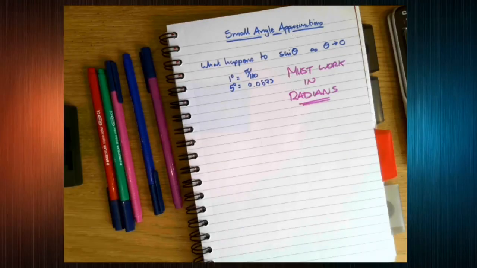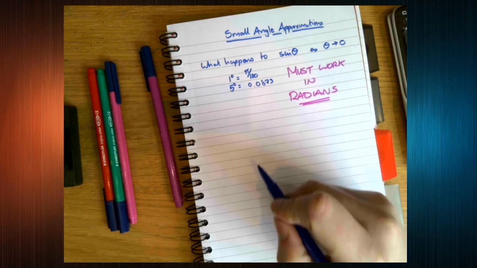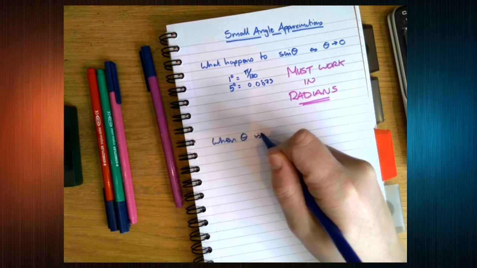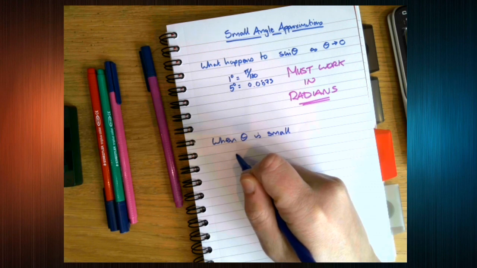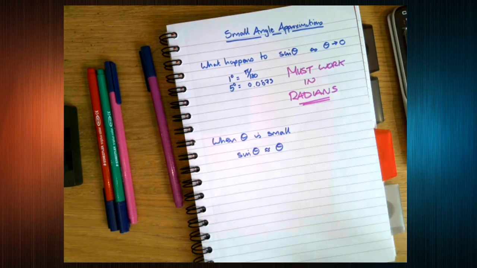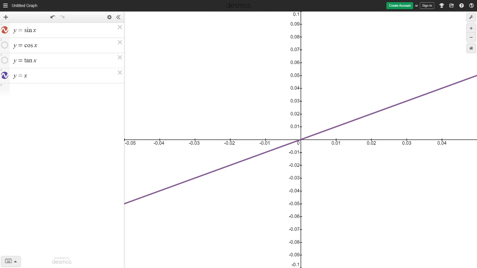There will be some deviation, but when x is small, or when theta is small, sine theta is approximately equal to theta. And again, we can see that from the graph here. So let's get rid of that one, and let's put cos x in there.